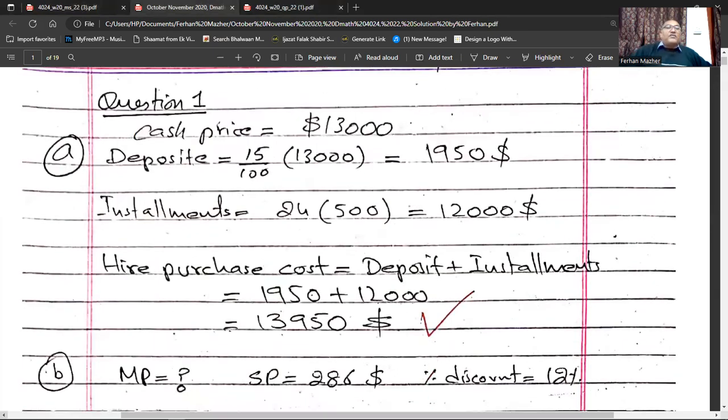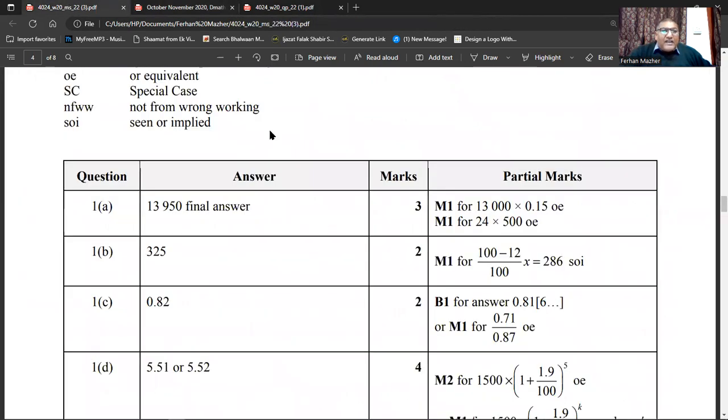So here we go. The cash price is $13,000. Deposit is 15% of the cash price, so it will be 15 by 100 multiplied by 13,000. That will be $1,950. For the installments, there are 24 installments and each is $500, so you multiply 24 with 500, you get $12,000. So the hire purchase cost will be deposit plus installments. The deposit is 1,950 and the installments are 12,000. When you add them, you get $13,950. So that is the A part.